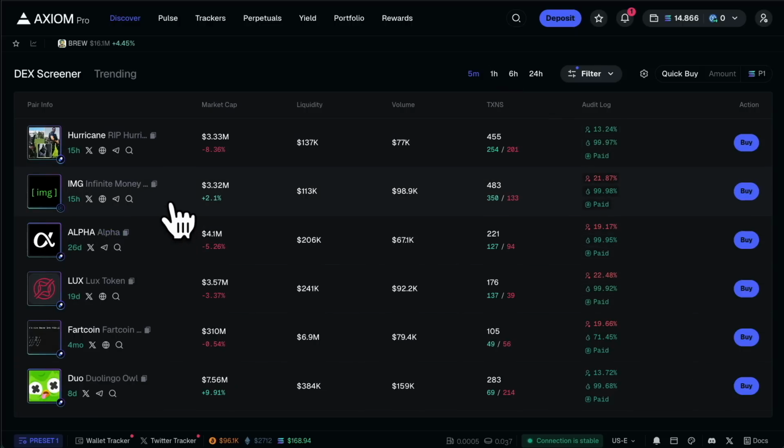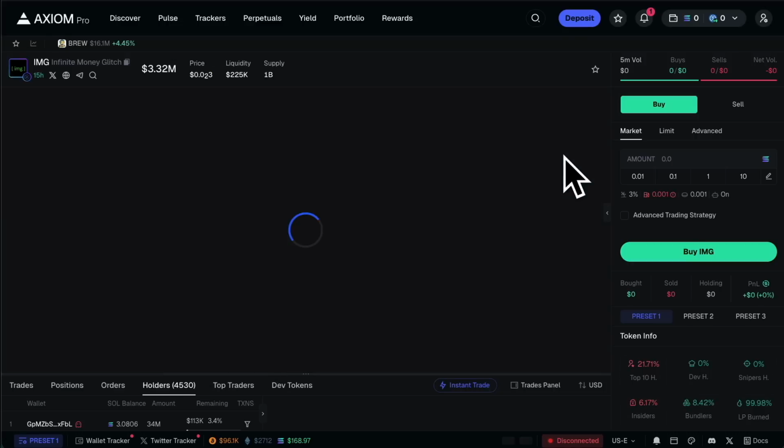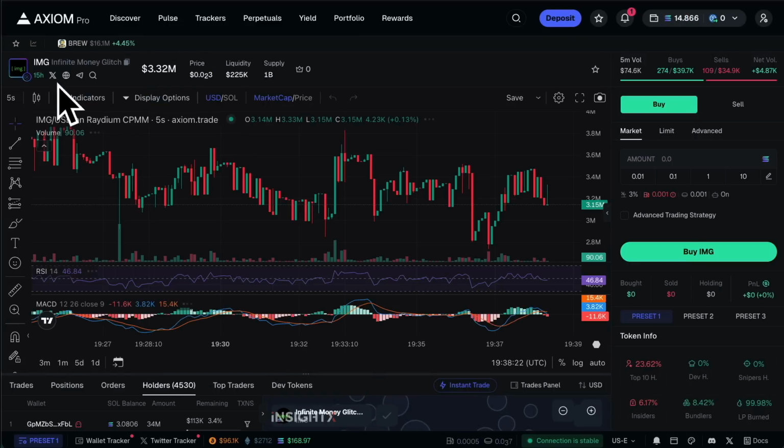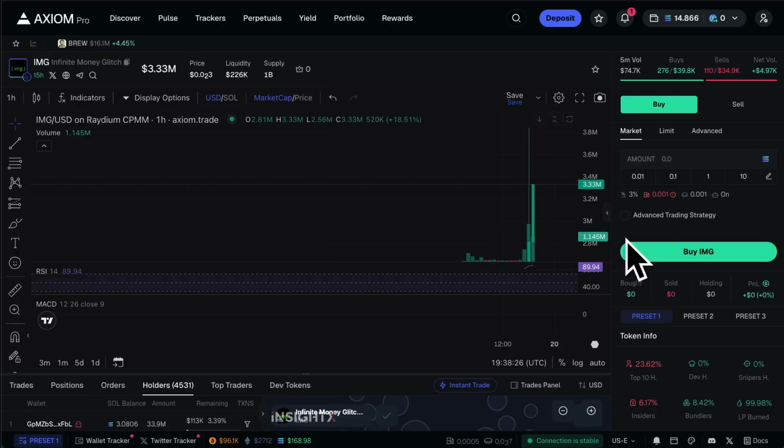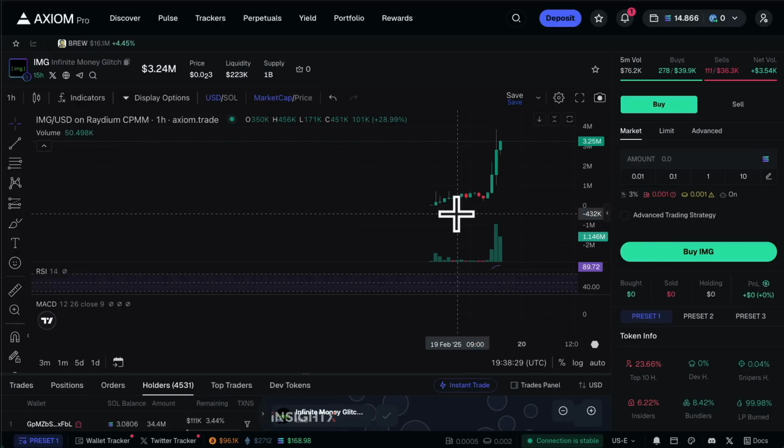So some of these coins, you right click on them, open them in a new chart, and then with these ones, you want to zoom out a lot more. So what you want to do is go out to an hourly or 4 hourly and see what's been going on. Now, some of them are newer coins anyway, which is fine.